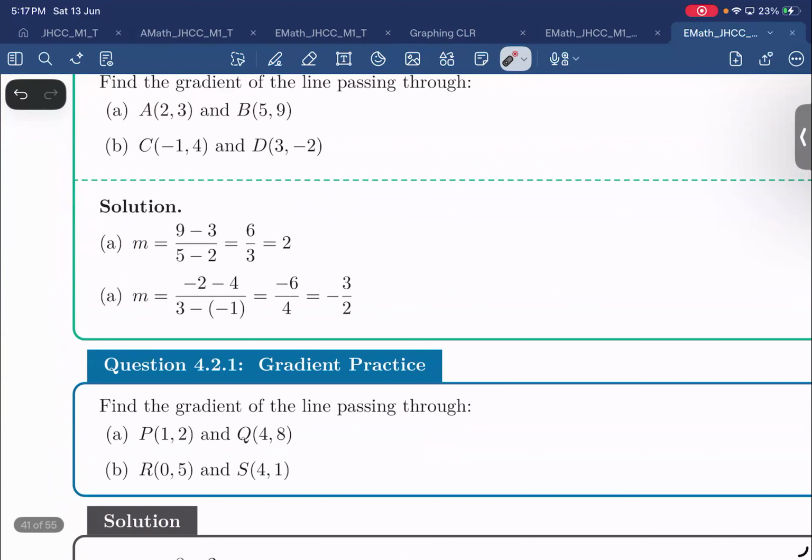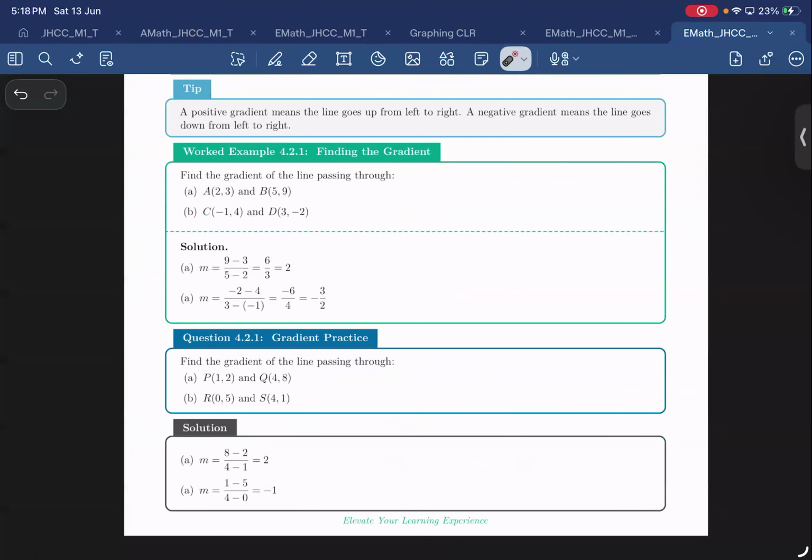Okay, you usually take the second point as x2, and this one as x1, y1, and x2, y2. So it's simply 8 minus 2 over 4 minus 1, which is 6 over 3, which is 2 for part A. Part B is going to be 1 minus 5 over 4 minus 0, which is minus 4 over 4, which is -1. Okay, very simple.